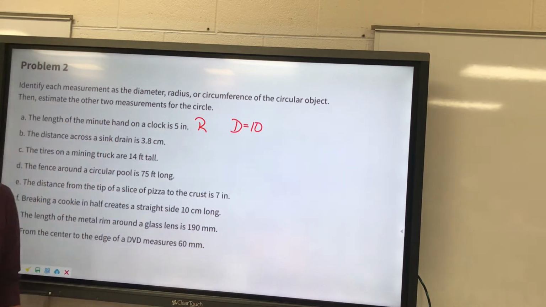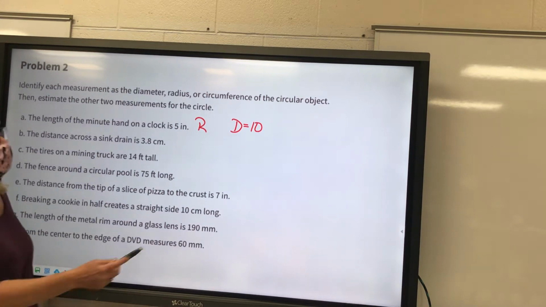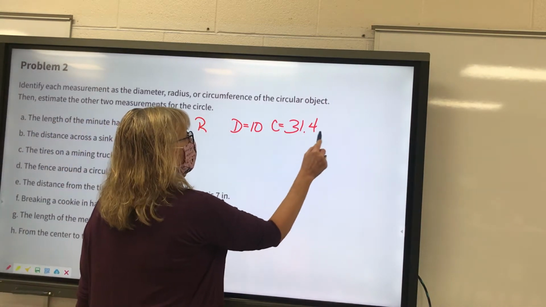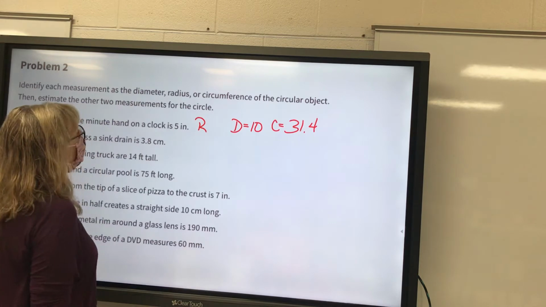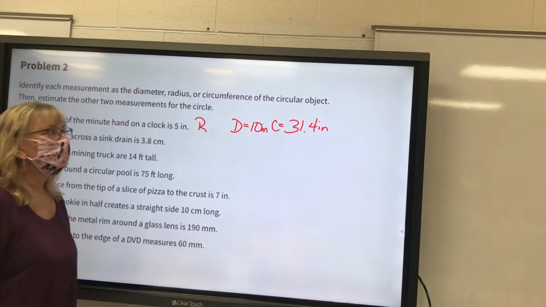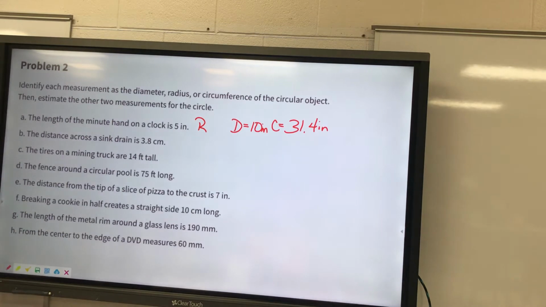And then approximately, what's the circumference going to be? 31 maybe? 31.4. Yeah, it will be 31.4. And these are all in inches. Okay, questions on how we did that? You may want to move over here.